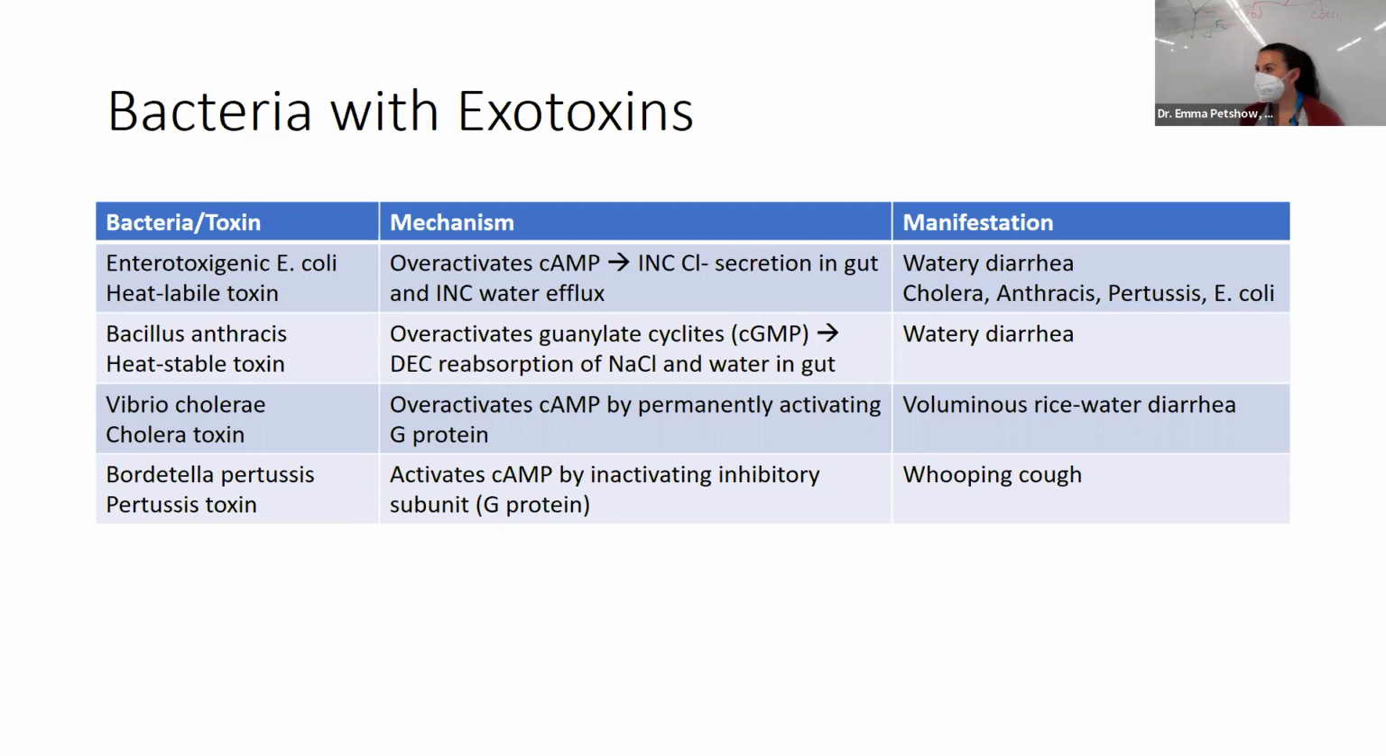Bacillus anthracis, though, is spore forming, so it's heat stable and can withstand heat. It's going to do a similar response, overactivating guanylate cyclase, so cGMP, which is going to decrease our reabsorption of sodium chloride and water in the gut. So we also get watery diarrhea. So it's the same result, just a slightly different mechanism of action.